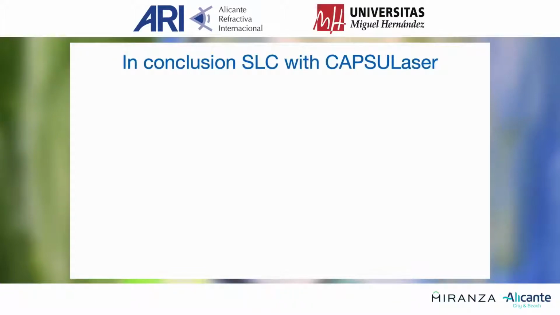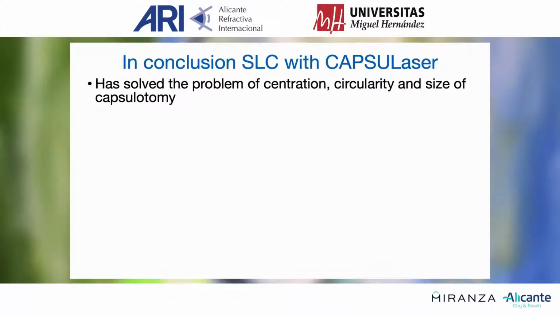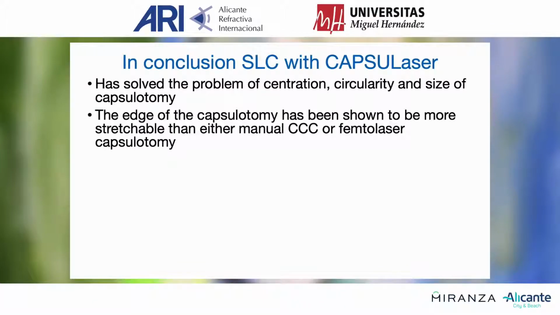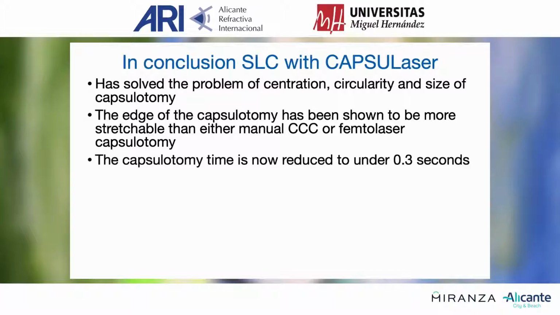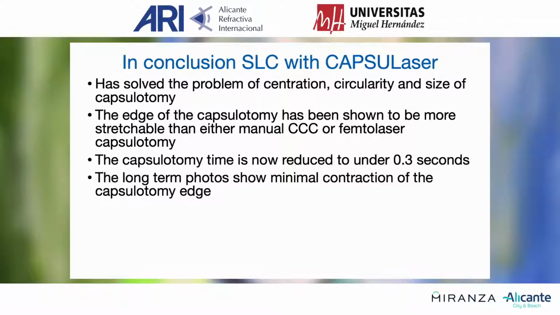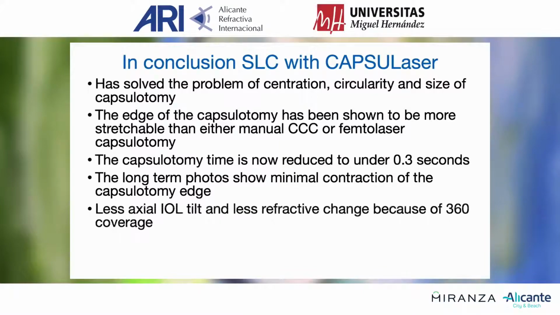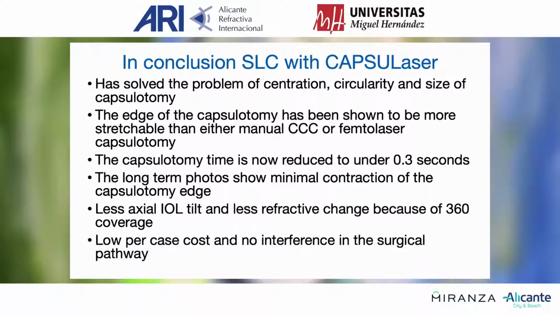So in conclusion, SLC with Capsulaser has solved the problem of centration, circularity and size of capsulotomy. The edge of the capsulotomy has been shown to be more stretchable than either manual CCC or femtolaser capsulotomy. The capsulotomy time is now reduced to under 0.3 seconds. The long-term photos show minimal contraction of the capsulotomy edge. There is less axial IOL tilt and less refractive change because of the 360-degree coverage, and also a low cost per case and no interference in the surgical pathway.